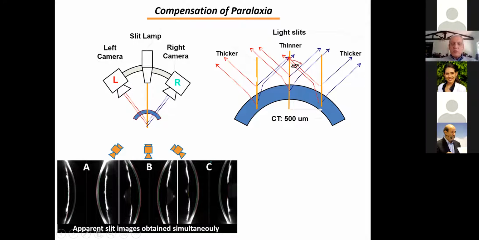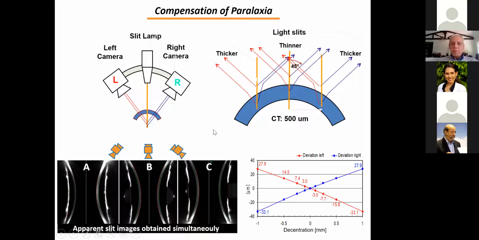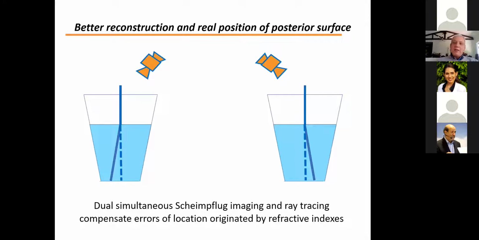These are images produced by me when the camera was moved. So you can see very clearly in image A that the image which is closer to the camera looks thicker than the image which is farther. This can be measured. And from this measure, we can get an average and get much better pachymetry because both Scheimpflug images are made simultaneously. This is something like this.